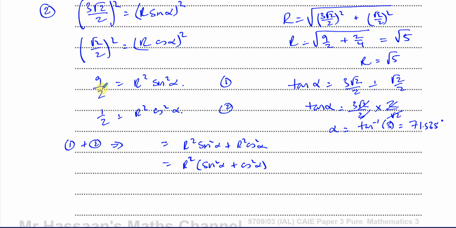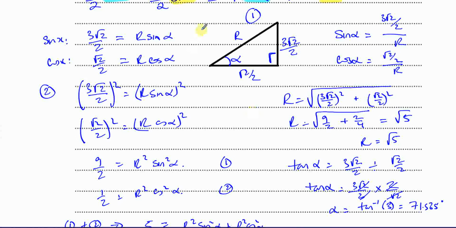We know that sine squared alpha plus cosine squared alpha equals 1, and it's even in the formula sheet for you guys. So it's pretty easy. The sine squared of an angle plus the cosine squared of the same angle equals 1. So we end up with 5 equals r squared. Therefore r equals the square root of 5, as we found earlier. And also for the tangent, we can just use these two together. Let me call this equation 3 and 4, just to make it clear.